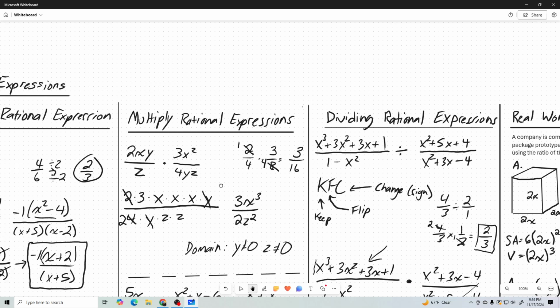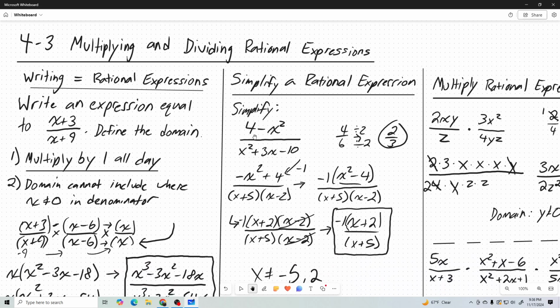And that is that. 4-3, multiplying and dividing rational expressions.